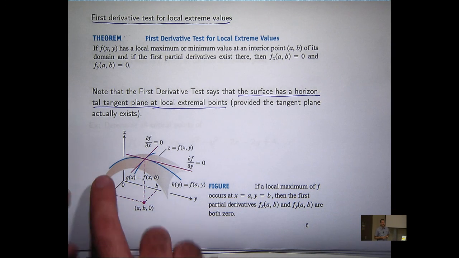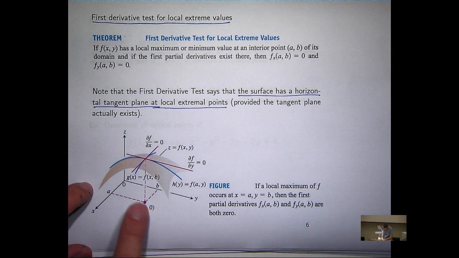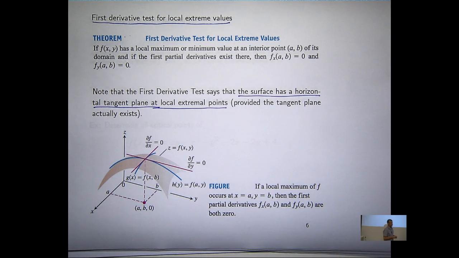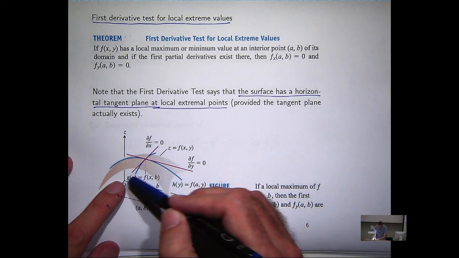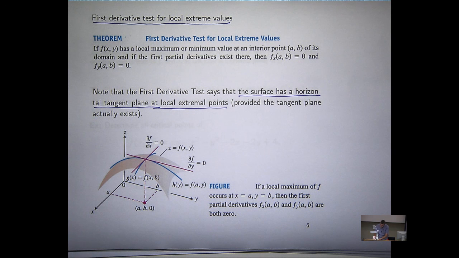So in the picture, you've got this light brownish surface, and there's our point of interest. And the blue curves are just the intersections with the vertical planes that run parallel to the appropriate coordinate planes. So you can think of this curve here as being, say, g of x, and this curve here as being, say, h of y. And then you can use what you know from school about functions of one variable to show that these derivatives are actually 0.